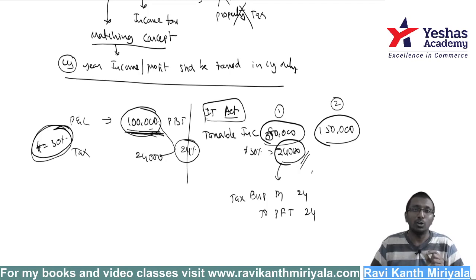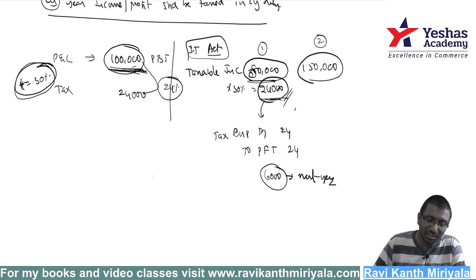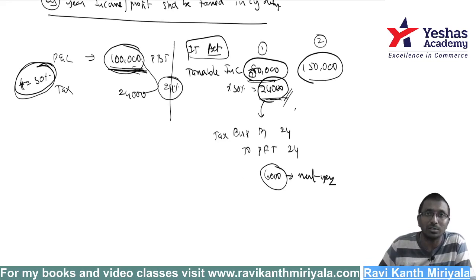But to ensure the matching concept, we will say, correct sir, we are supposed to pay 30 but we have paid 24, means the remaining 6,000 we will pay, but that may be paid in the next years. It may be immediate next year or it may be after a few years. That means, are we liable or not? Yes, we are liable from the accounts angle.